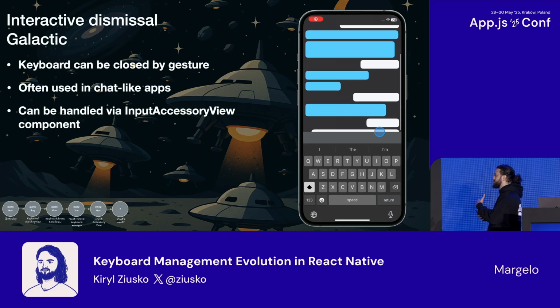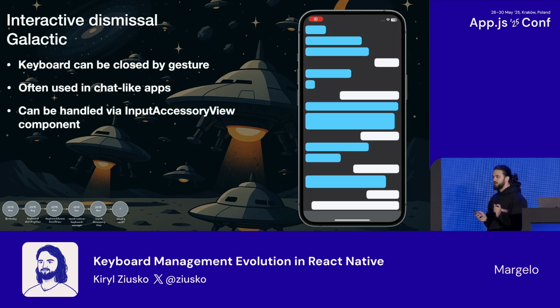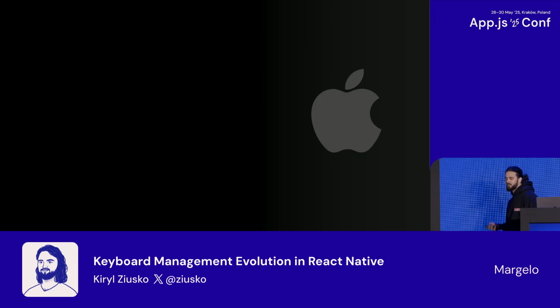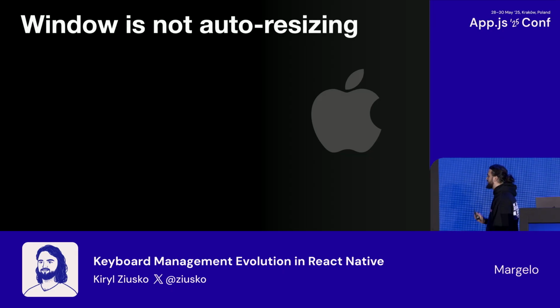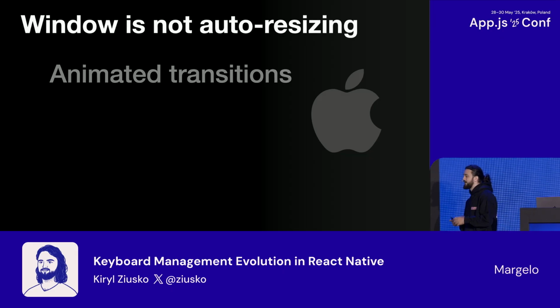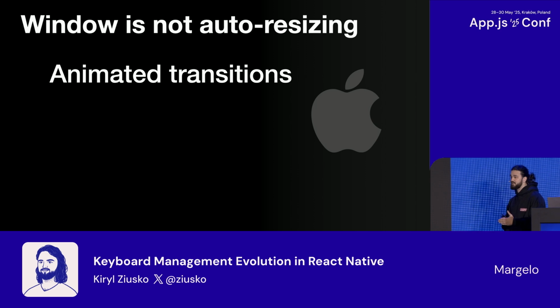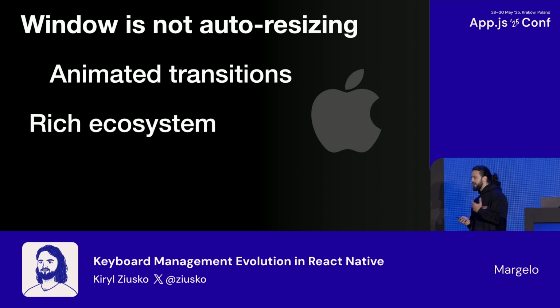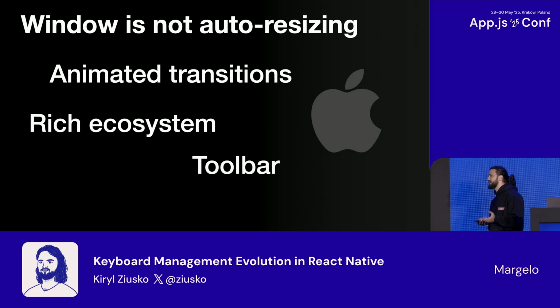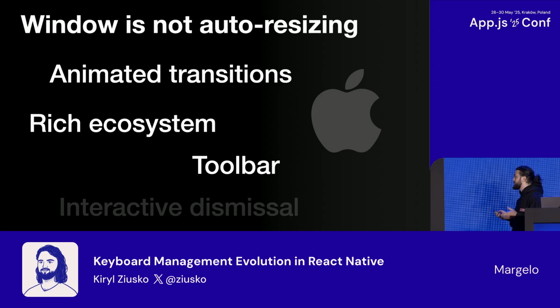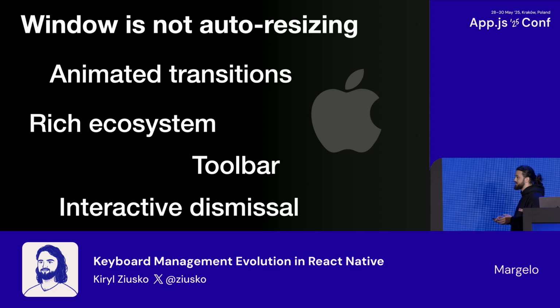Before we go to further slides, let's take a quick pause and see what we've discovered so far. By default, the window is not resized on iOS. Instead, we get events when the keyboard starts its movement and when it's finished. So we can apply animations and move elements nicely around the keyboard. iOS also has a rich ecosystem. We have tools like IQKeyboardManager, and these tools are bundled with additional features like Keyboard Toolbar, and on top of everything we have interactive dismissal.